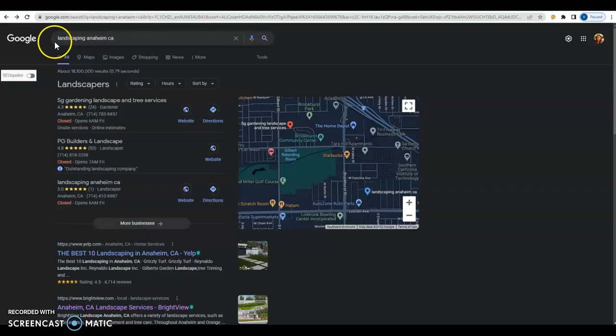I came here to the Google search and I typed in landscape in Anaheim, California, and Google always shows us three sections. So the first one is the Google Ads. Google Ads are really good at driving traffic, but they can be very expensive if they're not done correctly, and are really good at generating leads immediately.